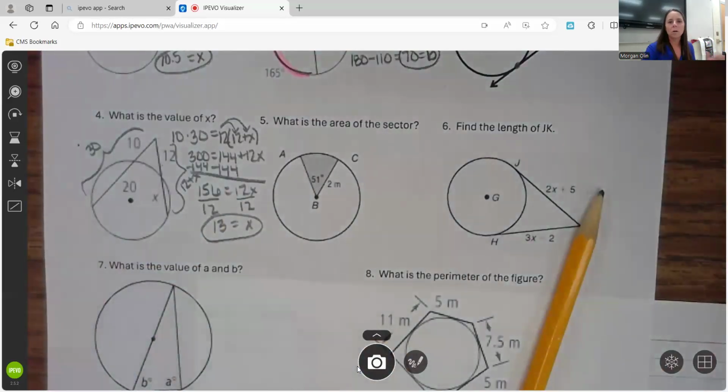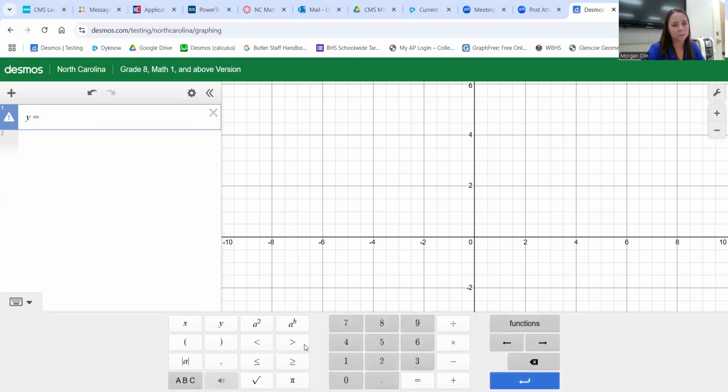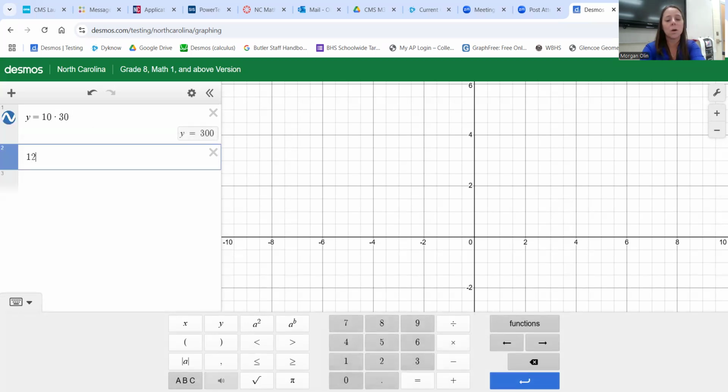Okay, now let's go check it on Desmos. Say if you're horrible at solving equations, but you know how to set this up. All right, so when I set it up and I go to Desmos, what I can do is put one side of the equation. 10 times 30. You can just say y equals 10 times 30, or 10 times 30 is 300, however you want to write it. And then the other side was 12, parentheses, 12 plus x, or x plus 12, however you want to put it.